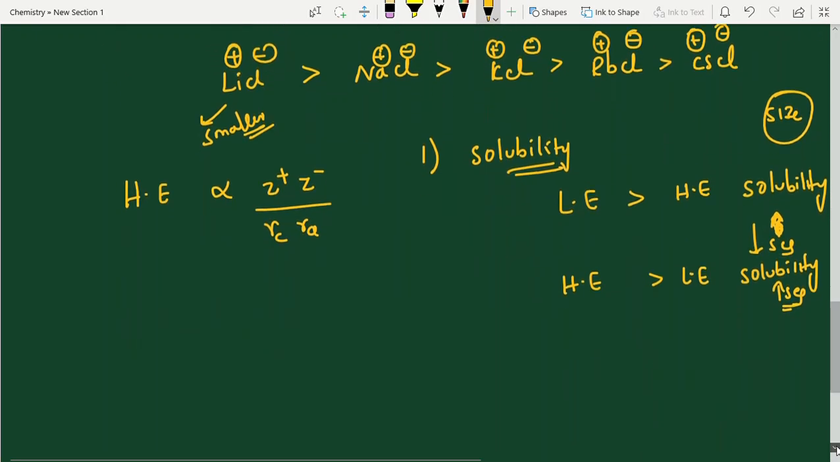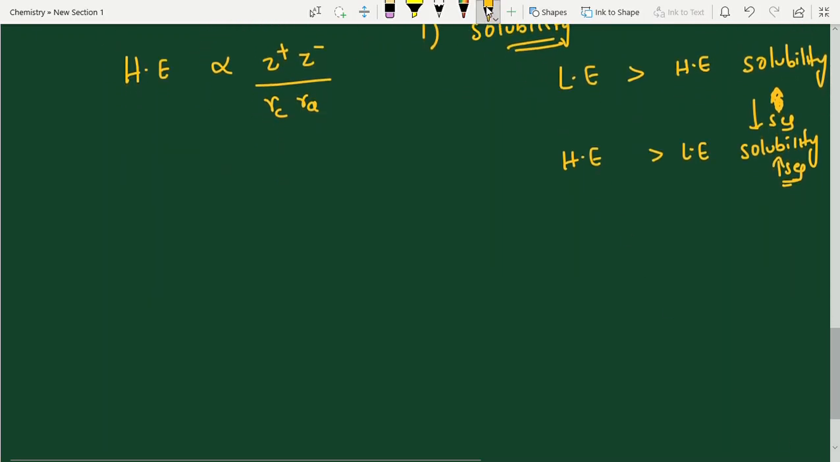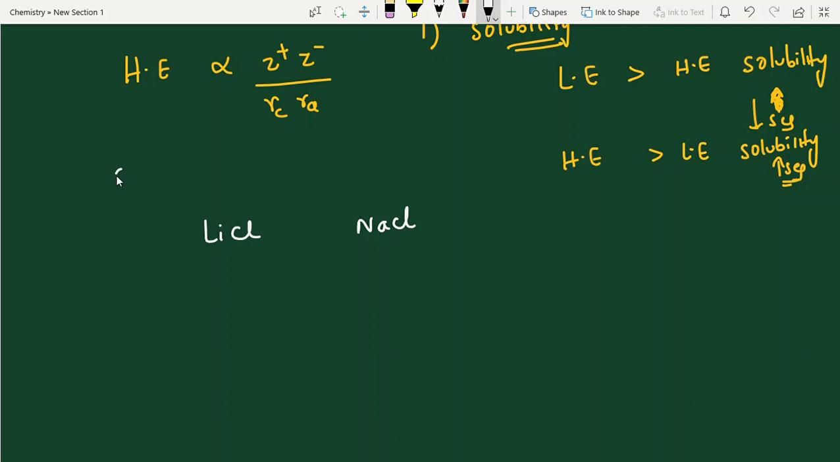Now, I am explaining another shortcut to you, students. Suppose they asked a question like this. Lithium chloride, sodium chloride, which is more soluble? Which is more soluble, students? Find out the lattice energy first. This one has more lattice energy. If you are confused, this is more lattice energy. More lattice energy means what happens, students? Least soluble. So this is the guy, more soluble.